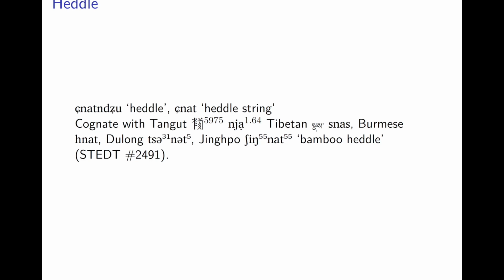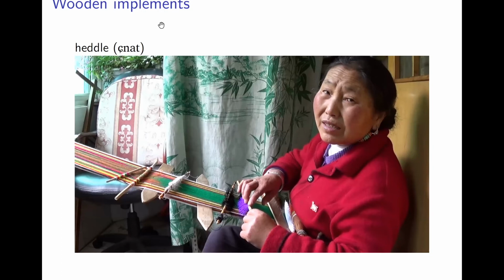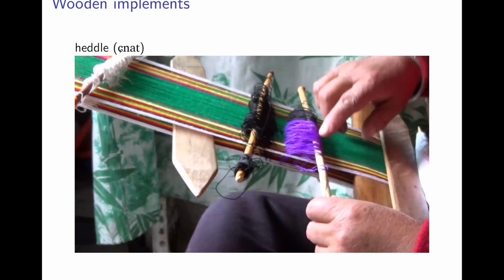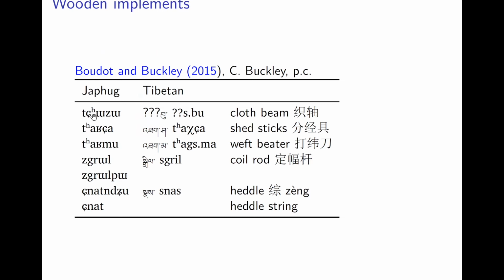So this is what I wanted to say about the etymology of the weaving vocabulary. As we can see, we can identify the etymology of most of these words apart from chizu, and we can also distinguish well what is inherited from what is borrowed. What is borrowed has to do with the wooden implements that are used to make the additional patterns in the cloth.